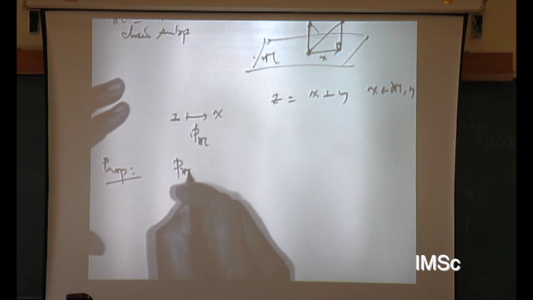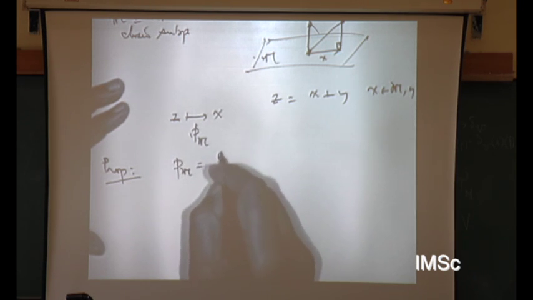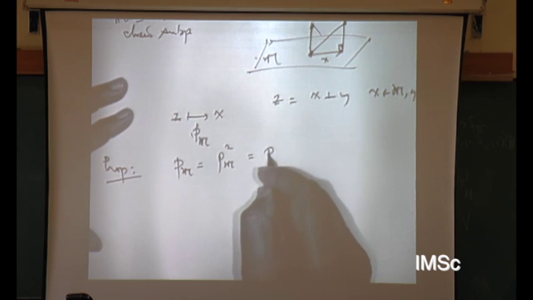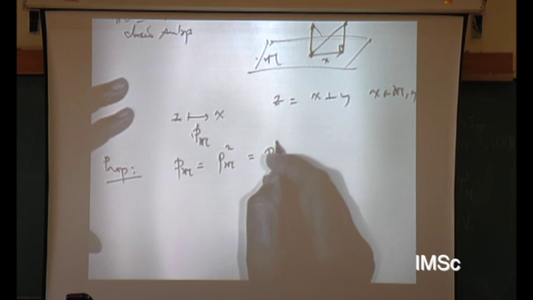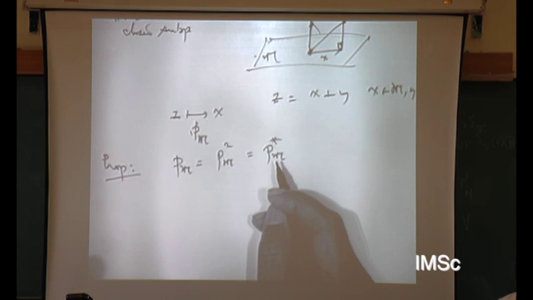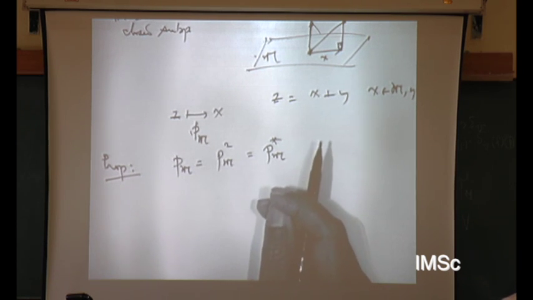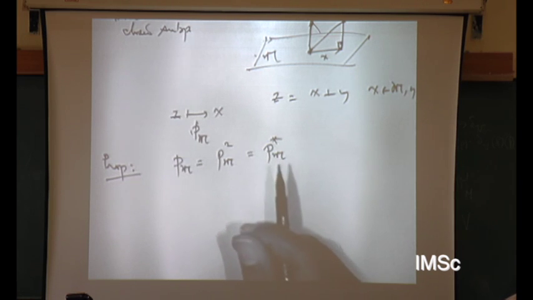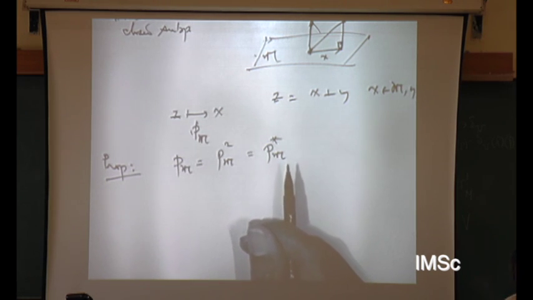P_M satisfies P_M equals P_M squared equals P_M star. To say it is squared means that it is a projection. But that will happen even if you take an oblique projection. P_M equals P_M star corresponds to the fact that it is a perpendicular projection.